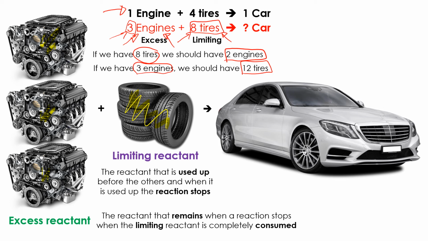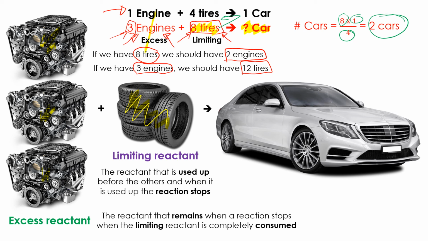Okay, now I have the ability to calculate how many cars. Why? Because I already found out that the tires are the limiting reactant. So I will just forget about the engines because they are excess. Now I will cross multiply. The number of cars will be 8 by 1 over 4, so I should have 2 cars.